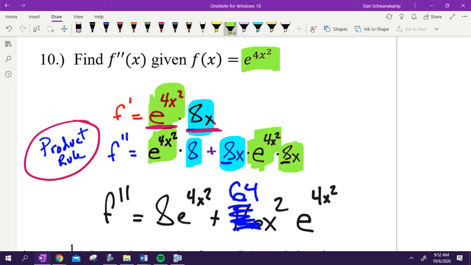Okay? I think you're wanting to go one extra step and take another derivative. You don't need to do that. Take the derivative of e and then just look at that exponent and say, I'm taking the derivative of the exponent. It's 8x. I'm done.